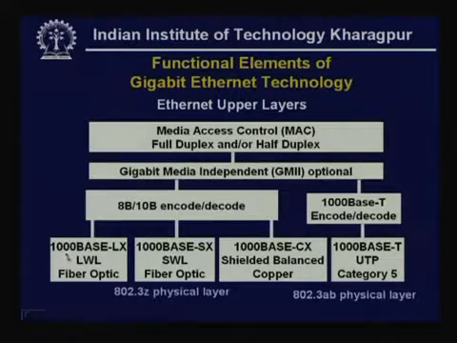As you can see, 1000BASE-LX uses long wave optical fiber, 1000BASE-SX uses short wave optical fiber, 1000BASE-CX uses shielded balanced copper, 120 ohm balanced copper, and 1000BASE-T uses UTP, category 5 UTP. So, it supports 4 different transmission media, and the standards are referred to as 802.3z physical layer for these cases, and in case of 1000BASE-T it is referred to as 802.3ab physical layer.